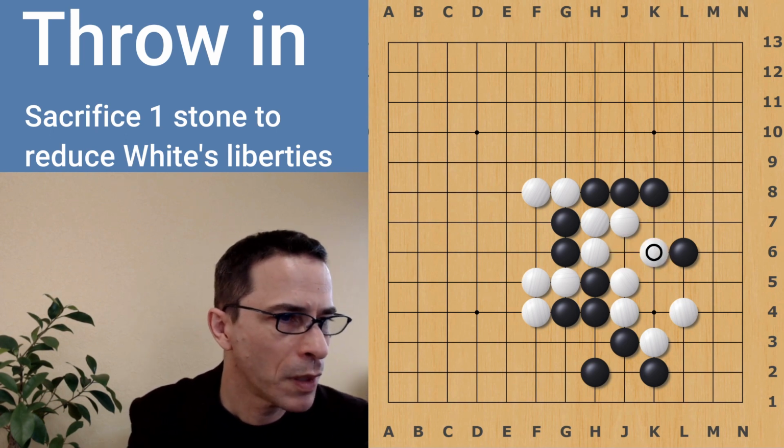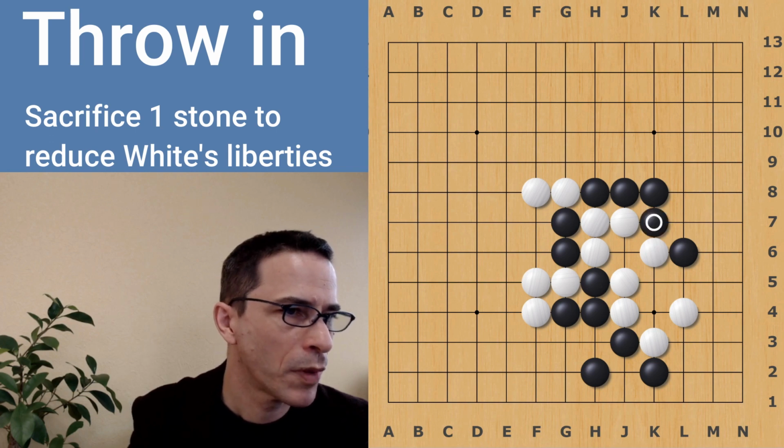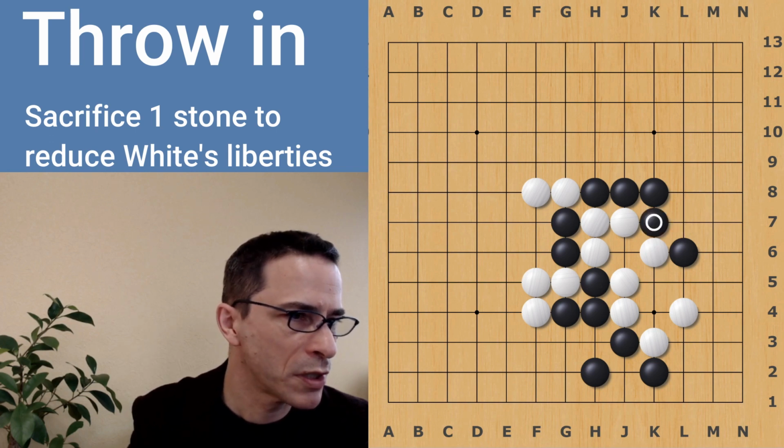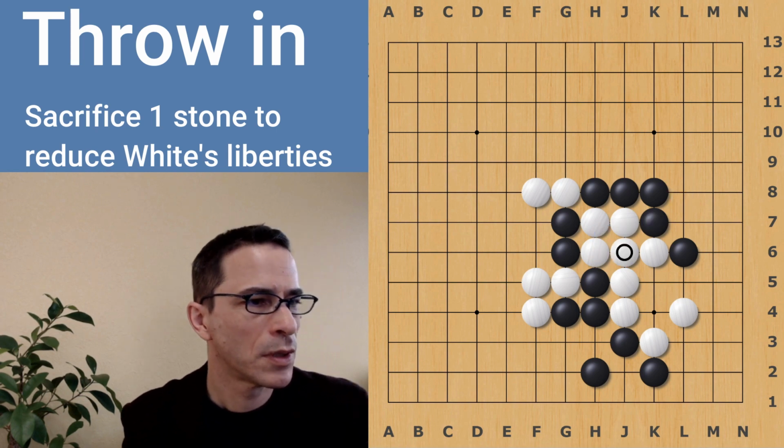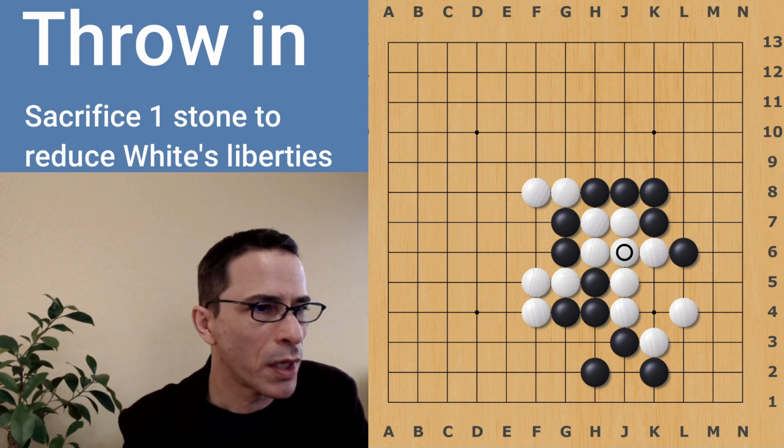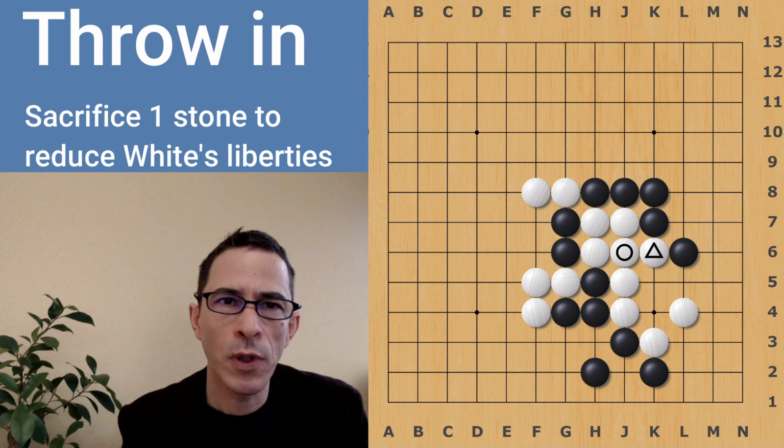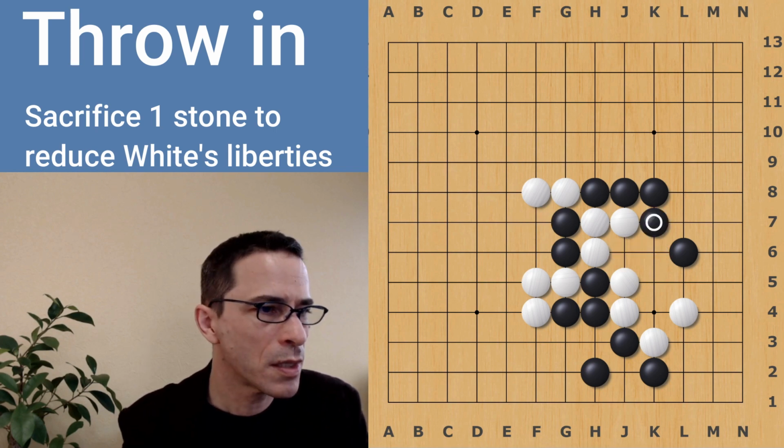Black will then play an Atari from here. And white's 3 stones are in Atari. White has to connect. It's good to notice at this point that this white stone here is actually filling one of white's liberties. In the case where black had played a simple Atari, white had an open liberty at that point.